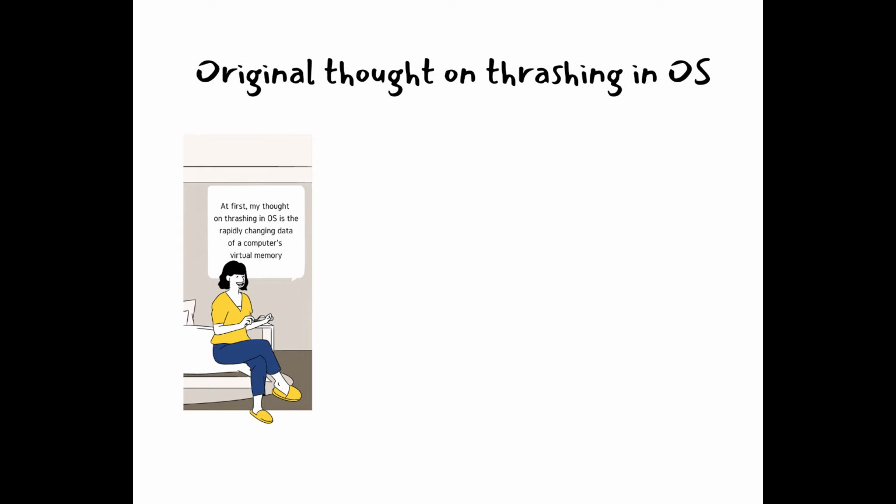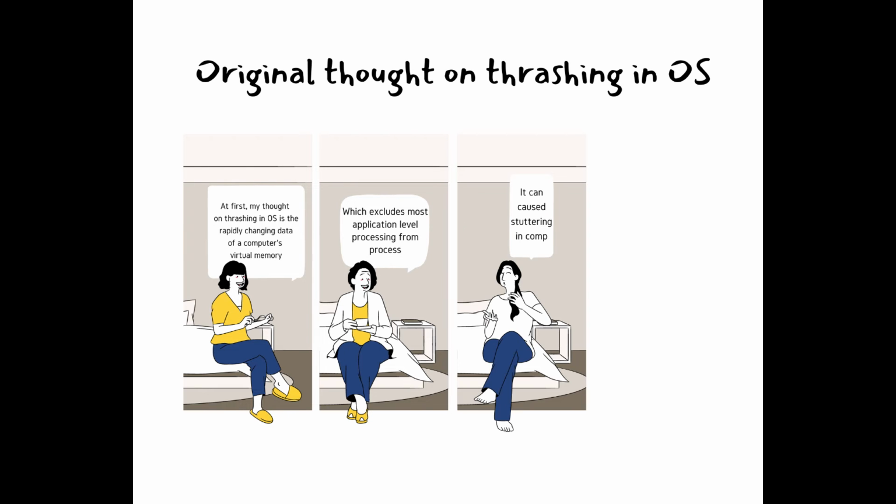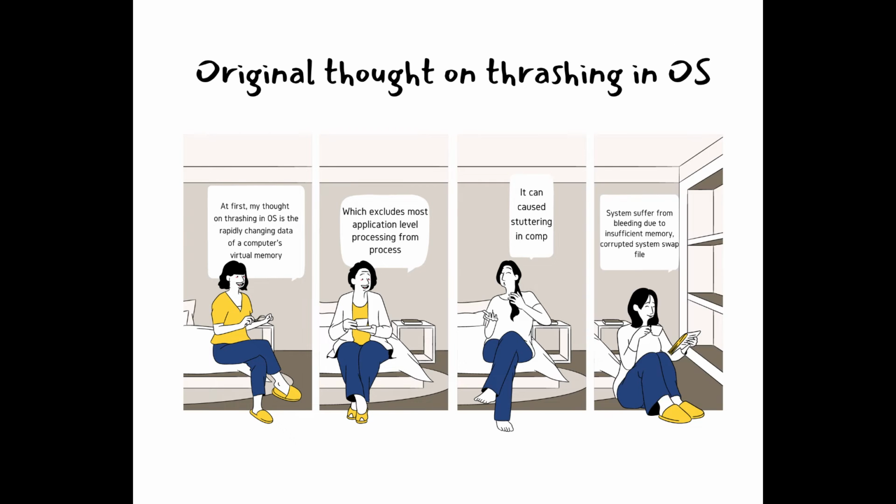Original thought on thrashing in OS. At first, my thought on thrashing in OS is the rapidly changing data of a computer's virtual memory, which excludes most application-level processing from the process. It can cause stuttering in the computer. Systems suffer from bleeding due to insufficient memory or a corrupted system swap file.